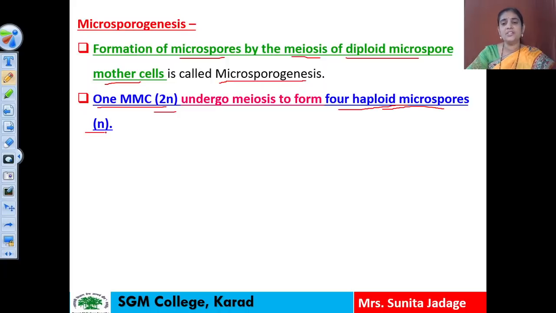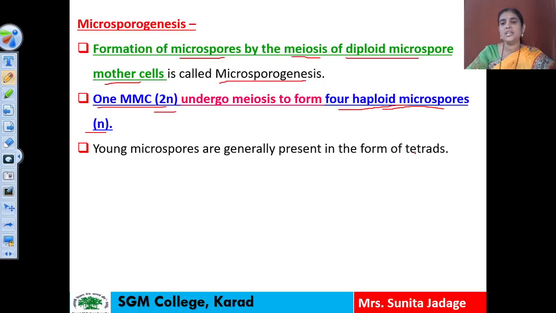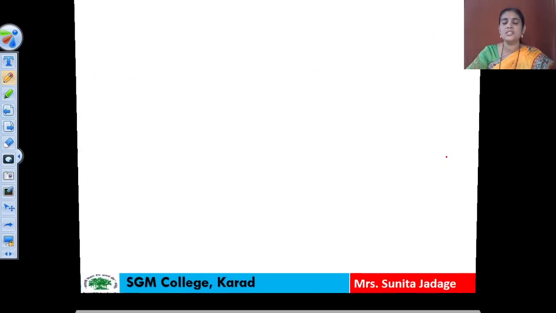Generally these haploid microspores which are formed are present in the form of tetrads, means the four pollen grains which are formed remain together in a tetrad form. Four microspores are there, and hence the name is given as a tetrad. Now let us see actually how the microsporogenesis is taking place.